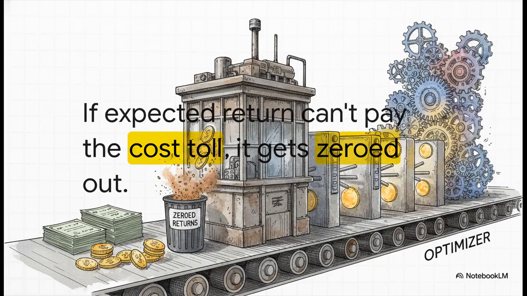Think of trading costs like a toll booth. The code simply subtracts the estimated cost from the expected return of a specific stock. If the expected return isn't high enough to literally pay the toll, it gets instantly zeroed out. Gone. Only the stocks with an effective return greater than 0 are allowed to pass through to the mean variance portfolio optimizer. It's such an elegant heuristic that saves massive computational power while instantly eliminating unprofitable trades.